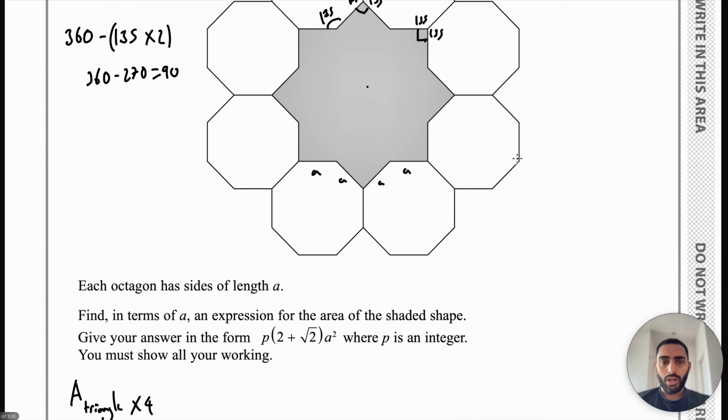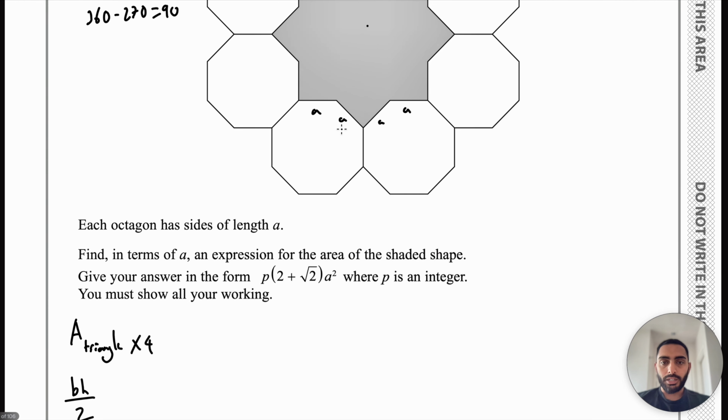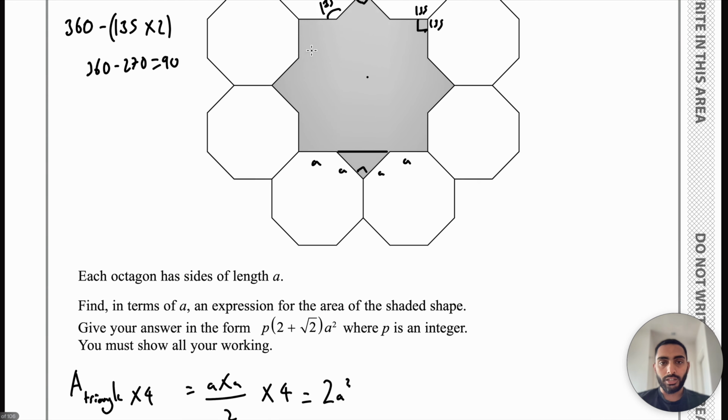How do we work out the area of a triangle? We just do base times height and divide by 2. I know the base is A and the height is also A, so I'm doing A times A, divide it by 2, and because there's 4 triangles, I'm multiplying it by 4. A times A is A squared, and divide by 2 times by 4 would simplify to times 2, so I've got 2A squared for all of my triangles.